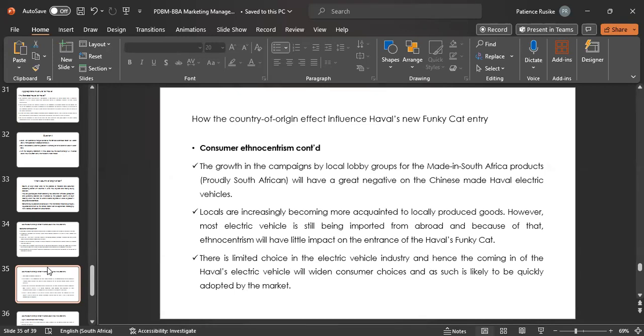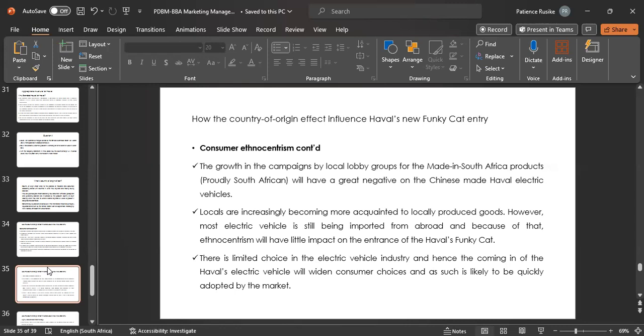So I'm just looking at both sides. There's limited choice in the electric vehicle industry. And hence the coming in of the AVAO electric vehicle widens consumer choices, and as such is likely to be quickly adopted by the market. So that's the other side.